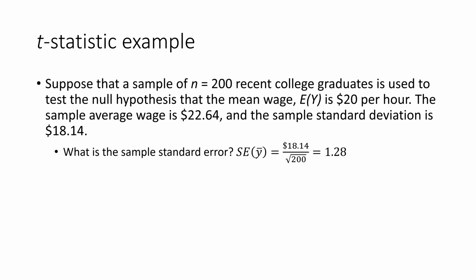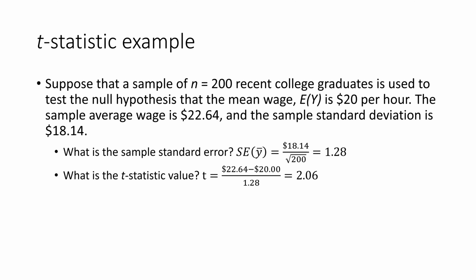What is the standard error of our sample? 1.28. What is the t-stat then? Right, it is the actual value minus our hypothesis, where that 20 is in there. If we were testing it different from 0, you'd replace the 20 with 0, whatever that number is, and then you're going to divide it by that standard error. So our t-stat is 2.06.